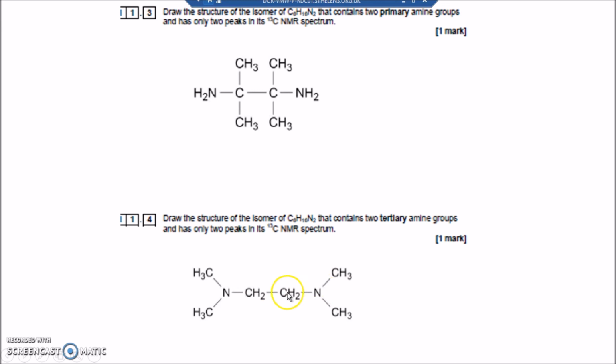A tertiary amine, 3 carbons around it, quite a short chain, symmetrical, so each of the methyl groups are in the same environment, are 1 peak on the NMR spectrum, and those 2 CH2 groups are in the same environment as well and produce a second peak in the carbon-13 NMR spectrum.